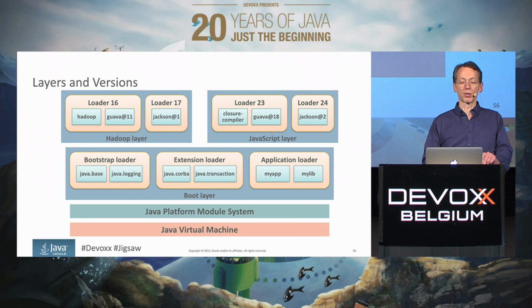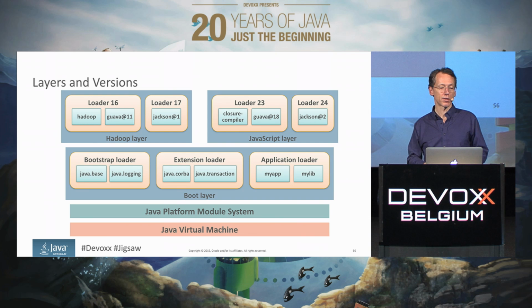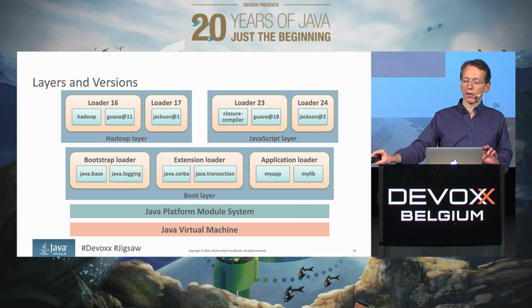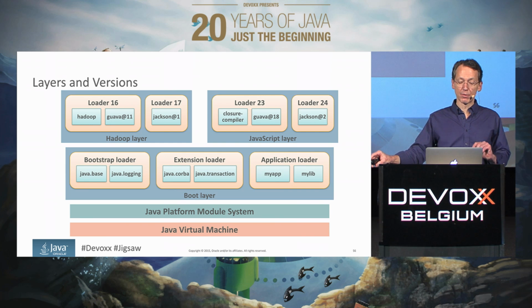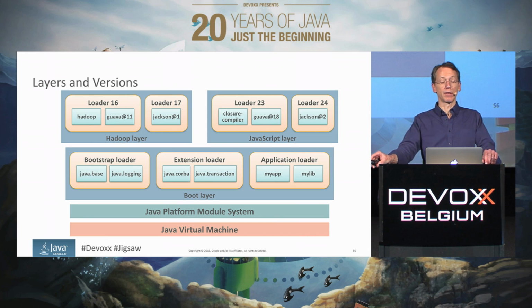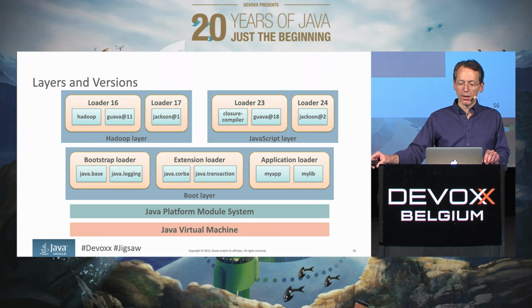Layers are how the module system supports multiple versions of a module. Here, an app server has created two layers, the Hadoop layer and the JavaScript layer. Each layer has two class loaders, and each layer has the boot layer as its parent, so its modules can read the java.base module. The Hadoop layer reifies a module graph with Guava version 11 and Jackson version 1, while the JavaScript layer reifies a module graph with Guava version 18 and Jackson version 2. Each module graph is well-formed and mapped to loaders in a sensible way, but the modules in the Hadoop layer are not aware of the modules in the JavaScript layer, and vice versa. But again, please note, this is all thanks to the app server creating the layers.